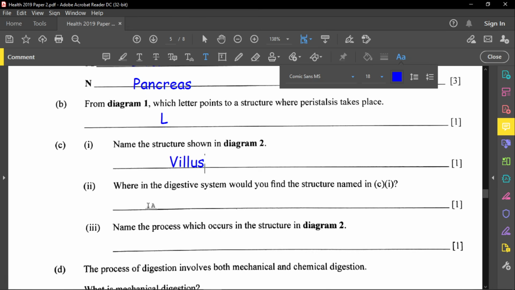Part 2 of C said, where in the digestive system would you find the structure named in C1? So where would you find a villus? A villus can be found in the small intestine. So I'm going to make this even clearer: on the walls of the small intestine. Generally, small intestine is good, but I'm going to say on the walls of the small intestine.